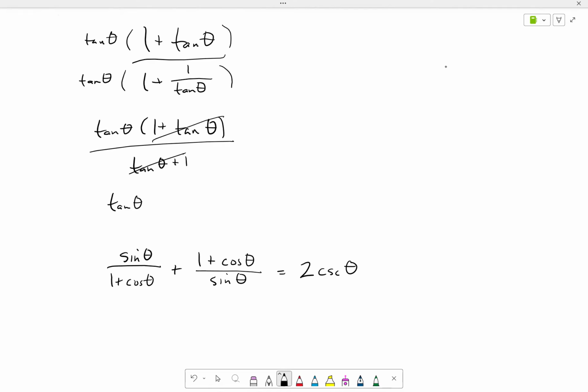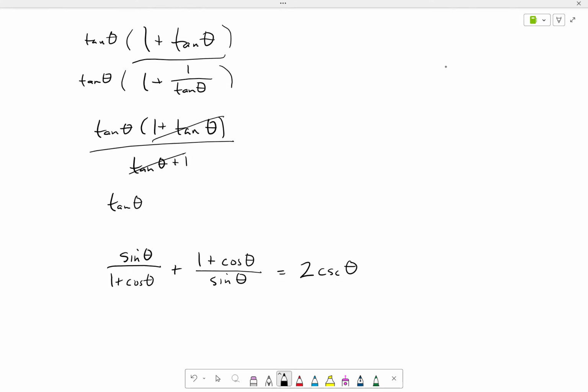Okay, so here's an identity. You don't have to memorize this identity. But the instructions for this one say to either prove this identity or establish it, which means you're going to do what we just did. You're going to choose one side and simplify it until it looks like the other side. So in this case, we're going to use the left side. Let's see if we can simplify that.